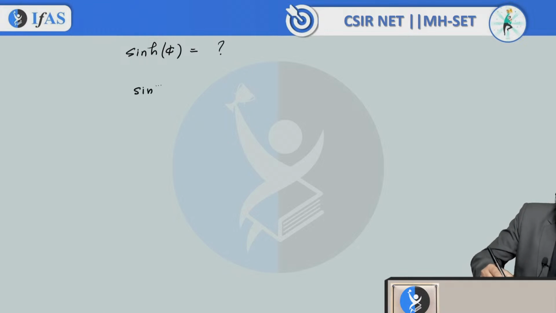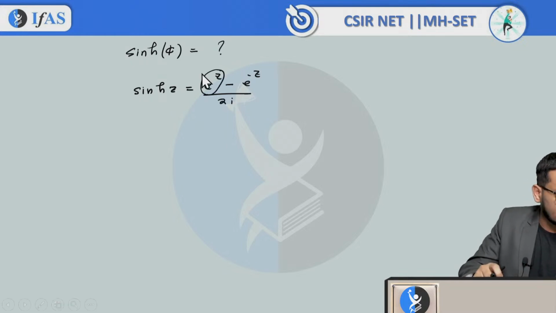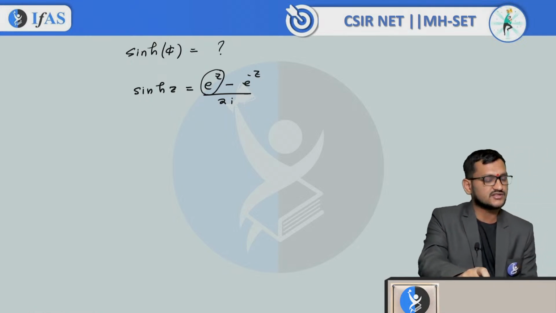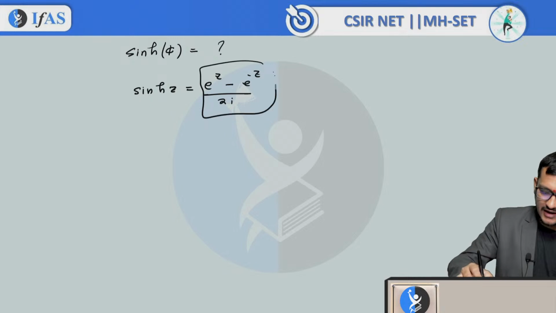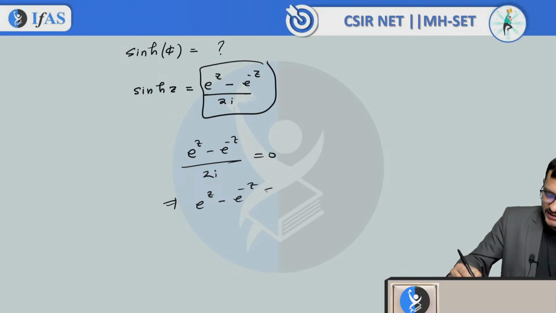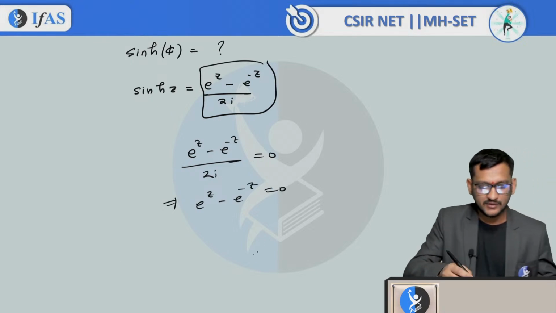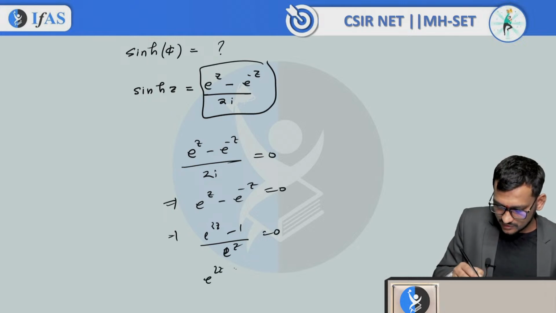Why? Because we know that sinh z is essentially (e to the power z minus e to the power minus z) by 2. This e to the power z attains every value except 0. This e to the power minus z again attains every value except 0. Now can this combination achieve 0? Definitely yes. (e to the power z minus e to the power minus z) by 2 can be 0 if and only if e to the power z equals e to the power minus z. If I cross multiply, students, what will happen? This is (e to the power 2z minus 1) upon e to the power z equals 0. This is e to the power 2z minus 1 equals 0.